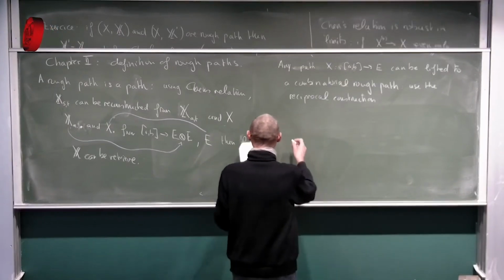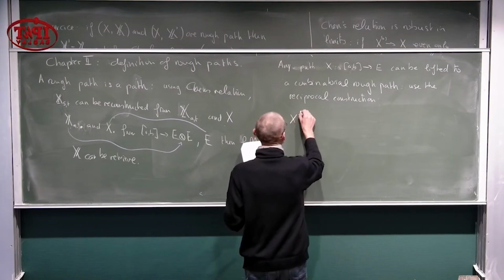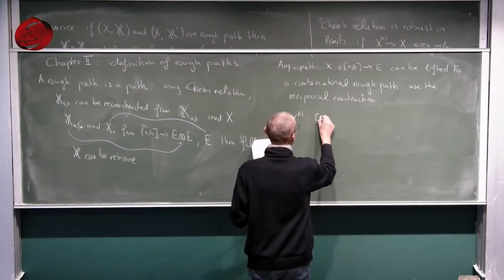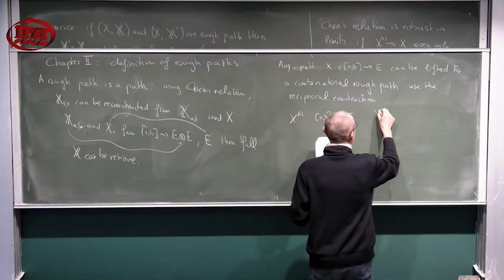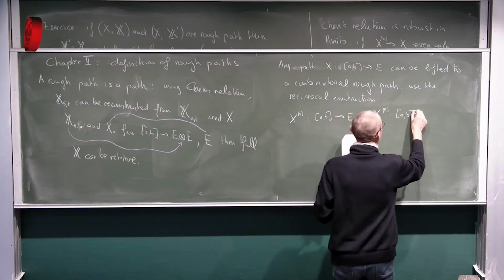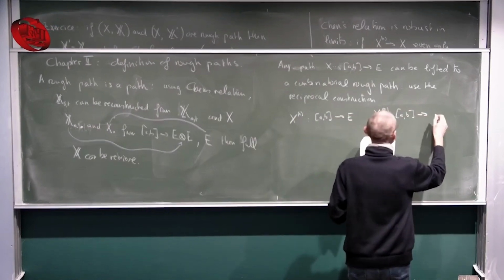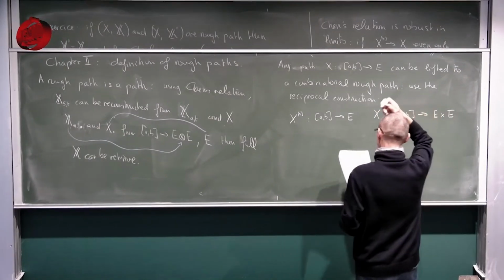So let's say it in detail, nevertheless. The point is the following. I imagine that I have X first component, which goes from [a,b] to E, and X second component, which goes from [a,b] to E tensor E. Is that correct? Yes.